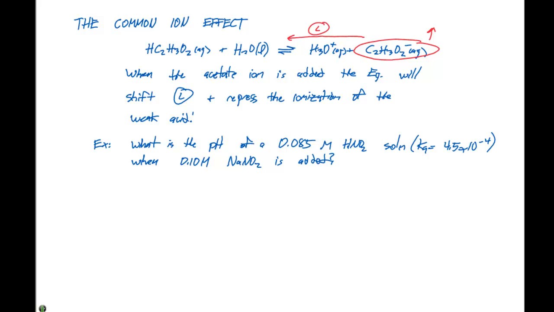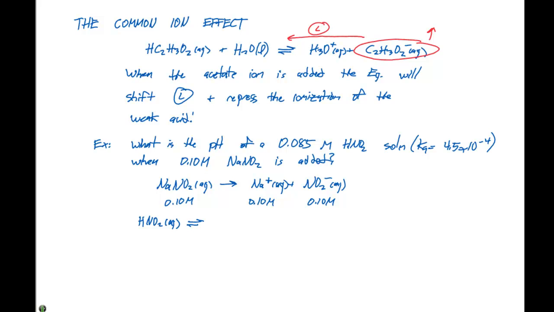So if we look at this, we can think about what the effect is of adding NaNO2 to an aqueous solution. It's going to be a salt, so it's going to dissolve into Na plus and NO2 minus. Here we have a 0.10 molar solution, so we're going to get 0.10 molar Na plus and 0.10 molar NO2 minus. Here our equilibrium that we're looking at now is going to be HNO2 in equilibrium with H plus in solution plus NO2 minus.